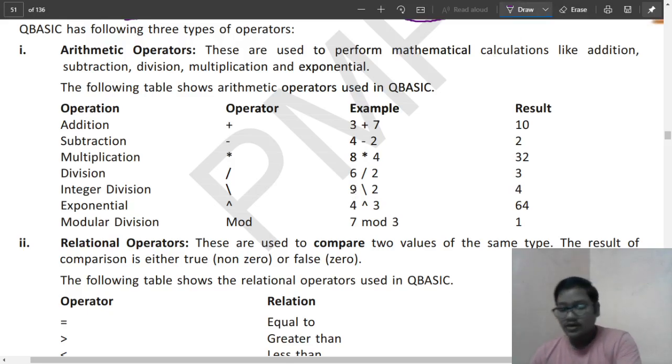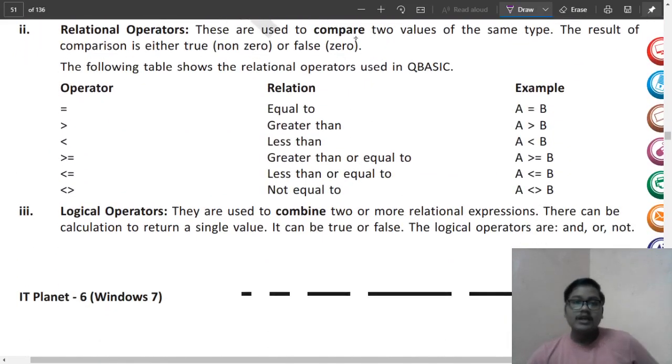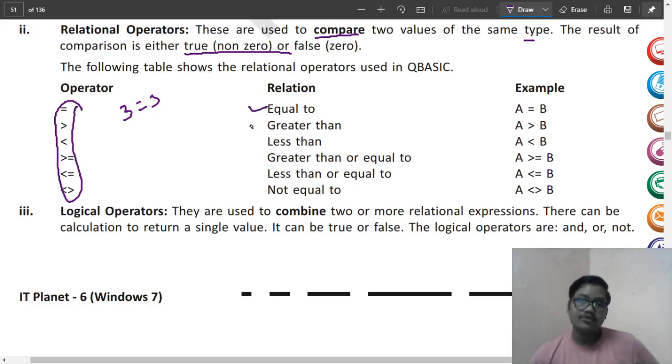Now relational operators. These are used to compare two values of the same type. The result can be 0 or non-zero. As I told you, is 3 equal to 3 or not? Yes, it is equal. So it can be answered as yes or no. These are the relational operators, and I think you know them very well from mathematics: equal to, greater than, less than, greater than or equal to, less than or equal to.